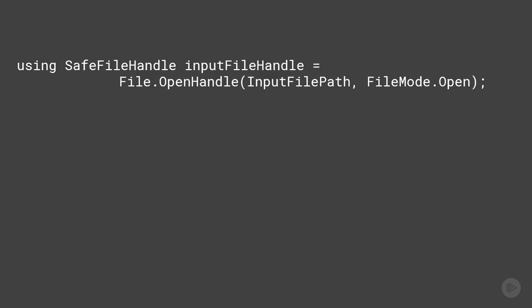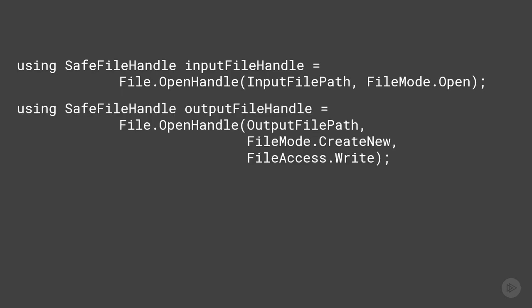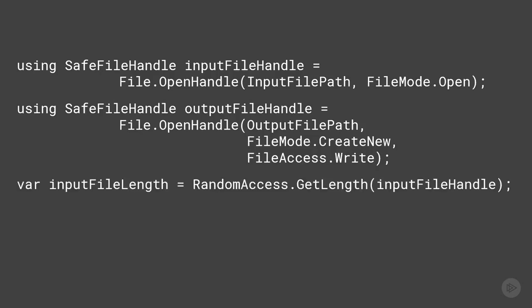First of all, we're creating an instance of a SafeFileHandle. One way to do this is to call the static OpenHandle method on the File class. We can also create a SafeFileHandle for the output file. Once again, using the static OpenHandle method on the File class, specifying FileMode.Create and FileAccess.Write. We could get the length of the input file by calling the static GetLength method on the RandomAccess class and passing in the file handle.